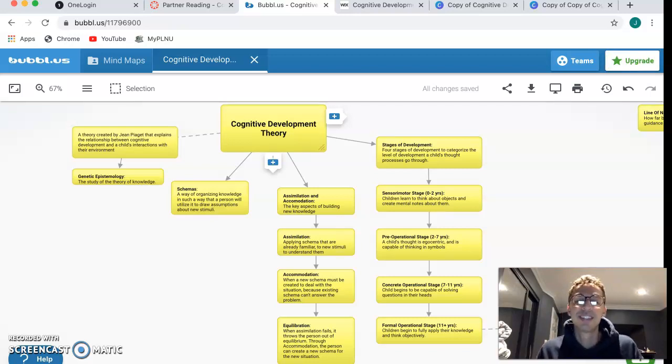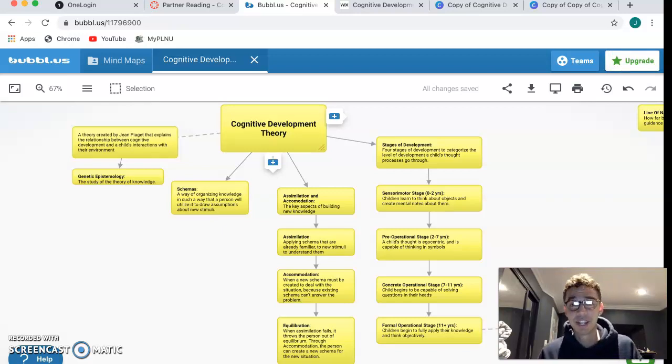How those play a role in the development of knowledge or learning, we can look at in these next steps. So, assimilation and accommodation. These are the two aspects of building new knowledge, applying these schemas and how they affect new knowledge. The definition of assimilation is applying schemas that are already familiar to new stimuli to understand them. Essentially, taking what you know and trying to make sense of what you don't know based on what you know, if that makes sense.